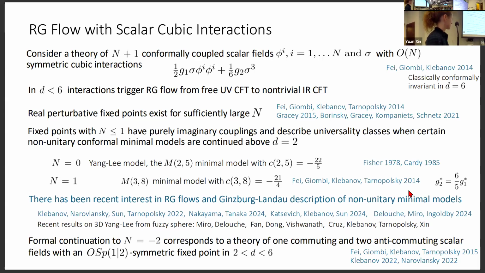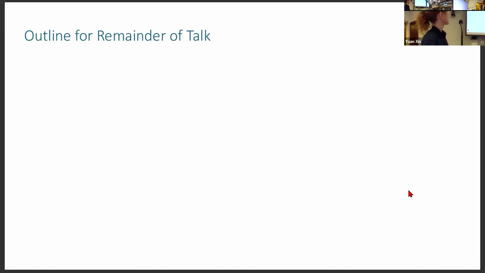And we'll also note that there's another interesting case of n=-2, which corresponds to an Sp(2) theory. That has an OSp(1|2) symmetric fixed point. It's a theory of 1 commuting and 2 anti-commuting scalar fields. And it's been studied also recently by Igor and Klebanov, and back in 2015 by these same group of authors. So we'll be focusing on these 3 cases of interest, but we can also do calculations for general n, which is what we did in the paper.